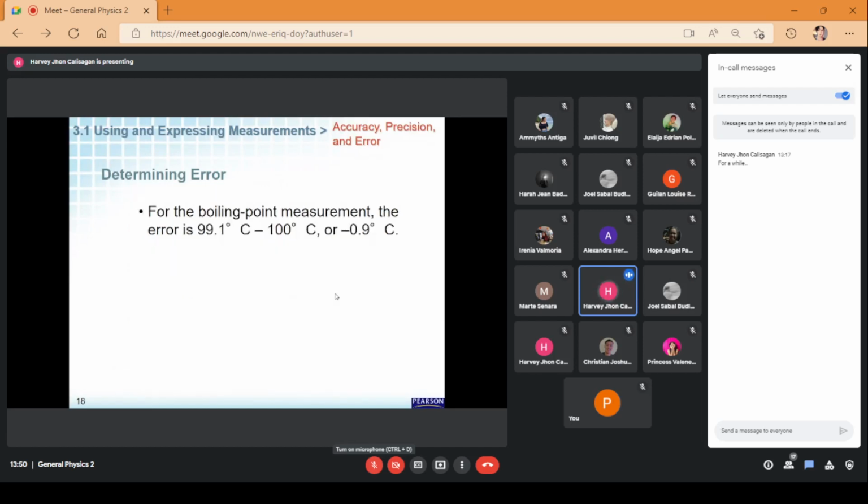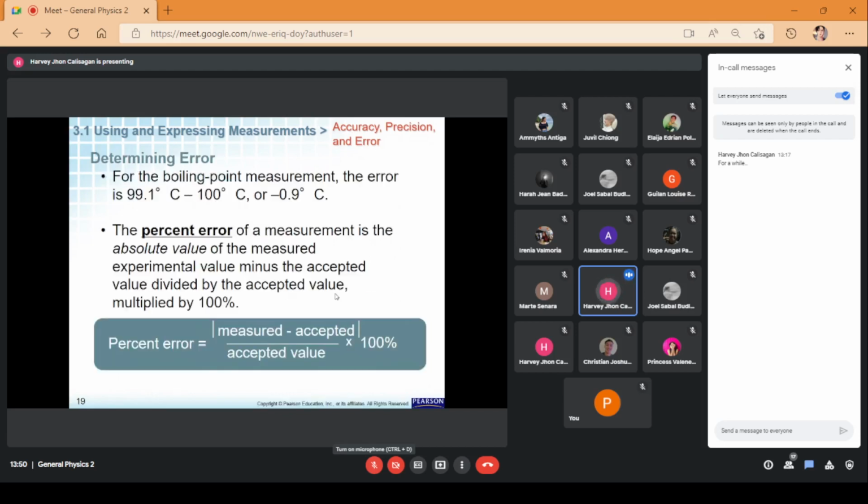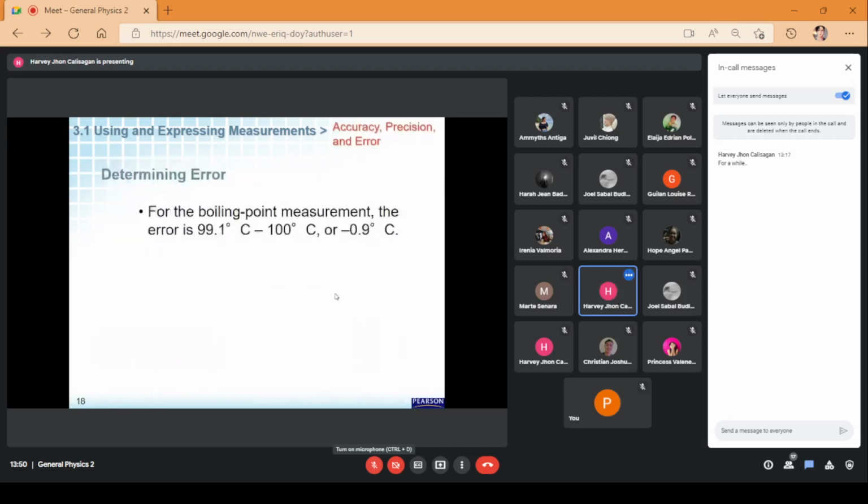For example, since we're talking about chemistry here, we have an accepted value of 100 degrees Celsius. That should be the boiling point of our sample. But what we have is only 99.1 degrees Celsius. So how can we identify the error?